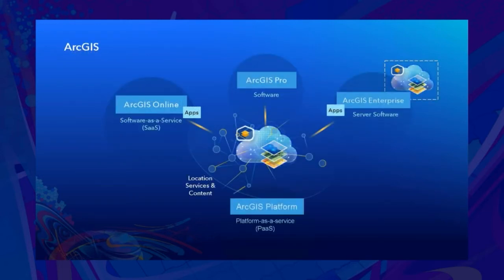So the ArcGIS system is composed of 4 parts. ArcGIS Online, or our software as a service offering that comes with a number of applications. ArcGIS Pro, or desktop software for GIS analysts. ArcGIS Enterprise, server software used to host geospatial data, services, and analytics within a customer's infrastructure. And underpinning all of these parts is ArcGIS Platform, our platform as a service offering.